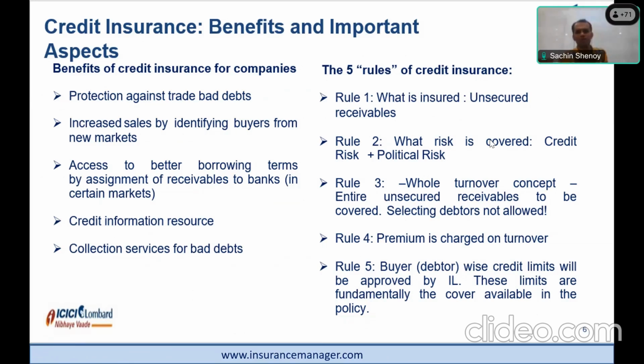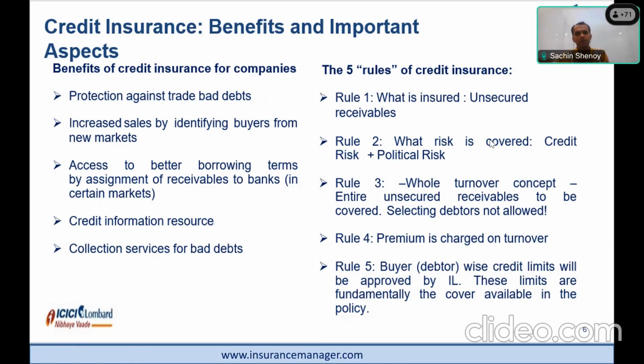Within that timeline, whatever is recovered will reduce the debt, and subsequently, if entire recovery has not happened, then the insurance company will pay it in the form of a claim. There are certain rules attached to this credit insurance program. One is you are only covering the unsecured receivable. So you might be doing business on, say, advance or LC, letter of credit, but only those which have open exposure where you don't have any sort of collaterals, such types of receivables are covered.